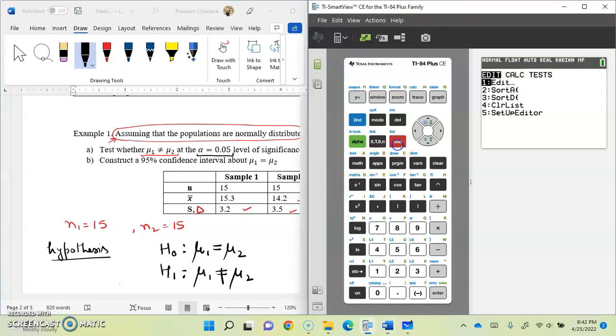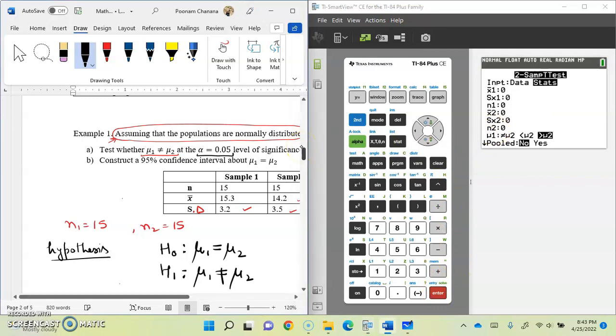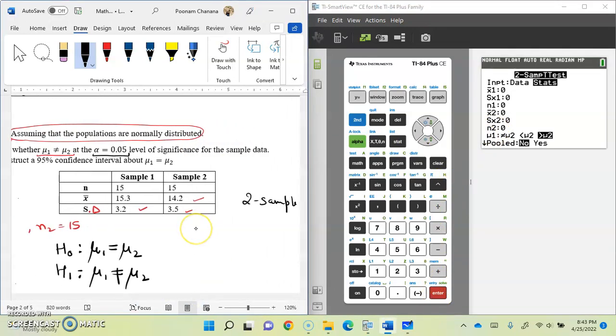The two sample t-test is in test number 4. Two sample t-test, enter that. What are we given? In our question we are given stats, right? Because data is not given. X bar is given and standard deviation S is given. So we're going to highlight stats.